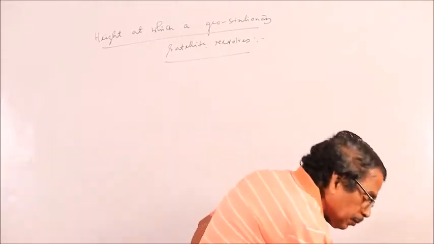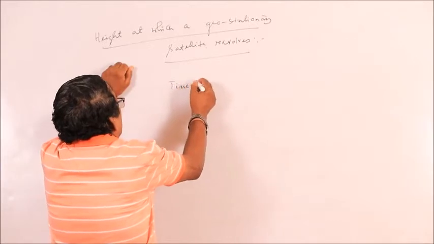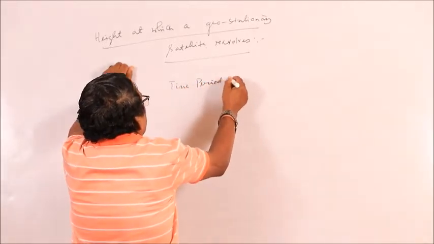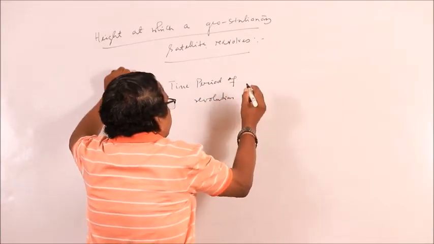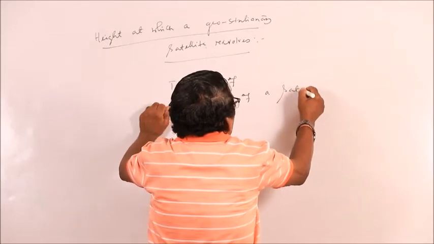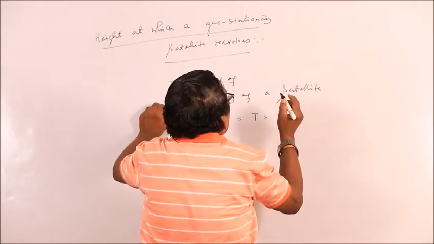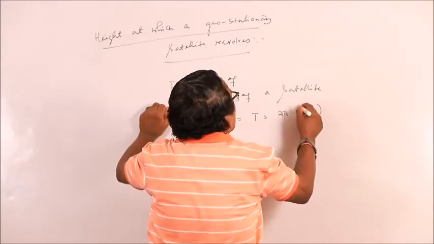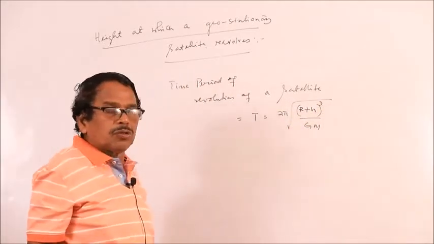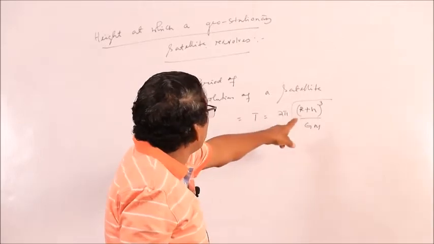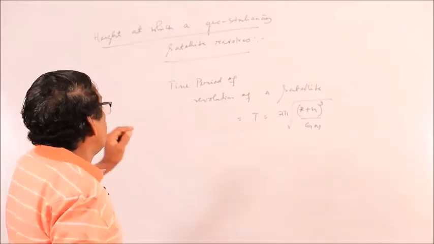What is that particular height? We have already found out time period of revolution of a satellite which is revolving at a height h. Capital T is equal to 2 pi root over (r plus h) whole cube by gm. This is time period of revolution of a satellite which is revolving at a height h. For a geostationary satellite, this time period will be 24 hours.